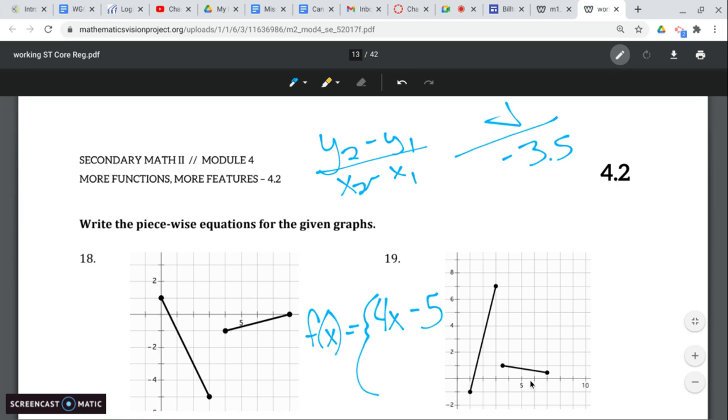Our next one is at, 5, 6, 7 for an x value. And our y value is at 1/2, so 0.5. So if we take 0.5 minus 1, we get a -0.5. And if we take 7 minus 3.5, we get 3.5. So if we take -0.5 divided by 3.5, we get -1/7. So that means our slope is -1/7 x.